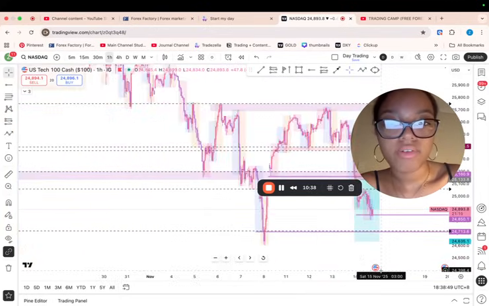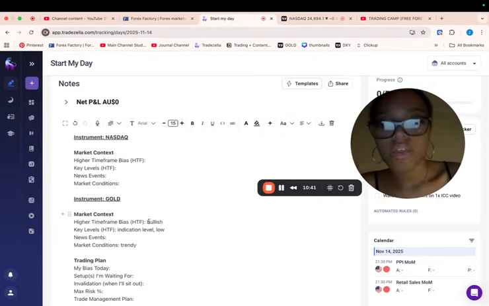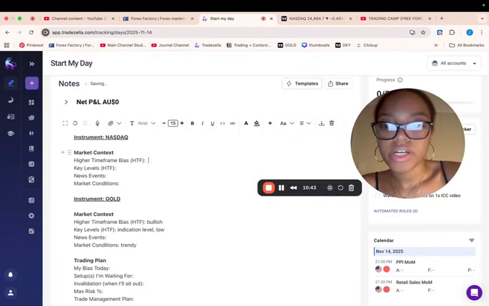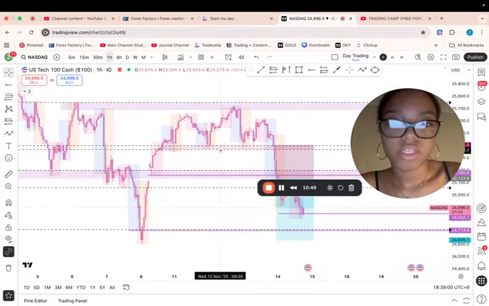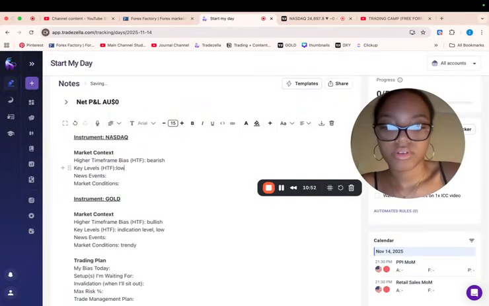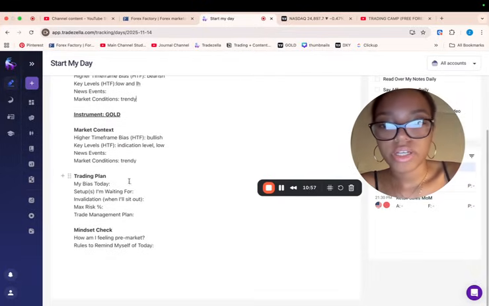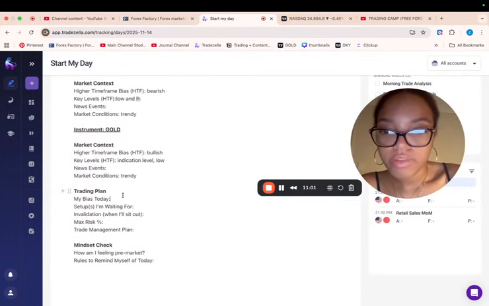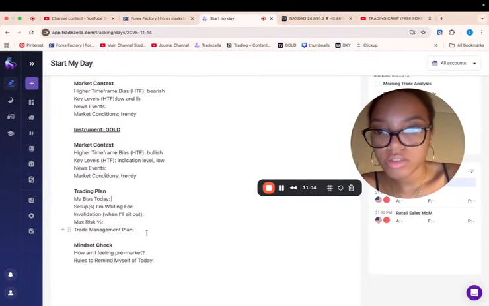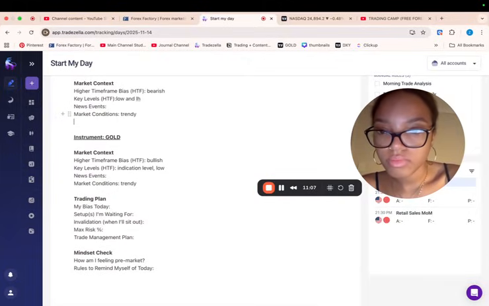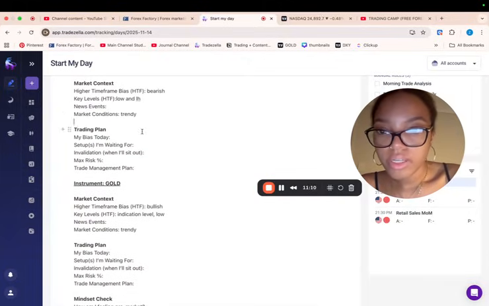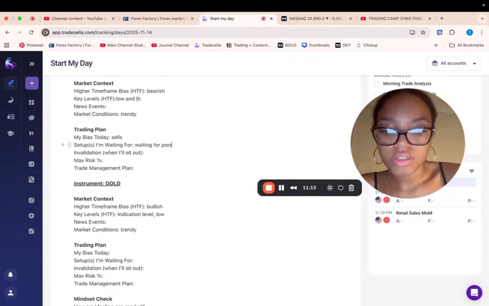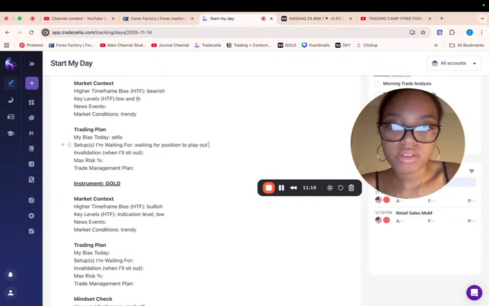Nasdaq, it looks like it's going down, so the high time frame would be bearish. Key levels is the low and lower high. News events we'll look at later. Conditions is trendy. The bias that I'm waiting for is sells, waiting for position to play out.